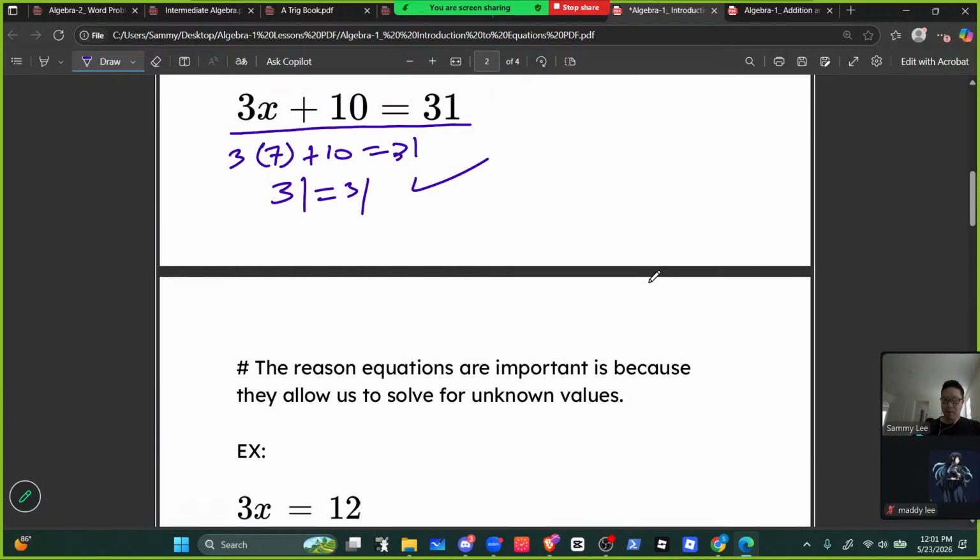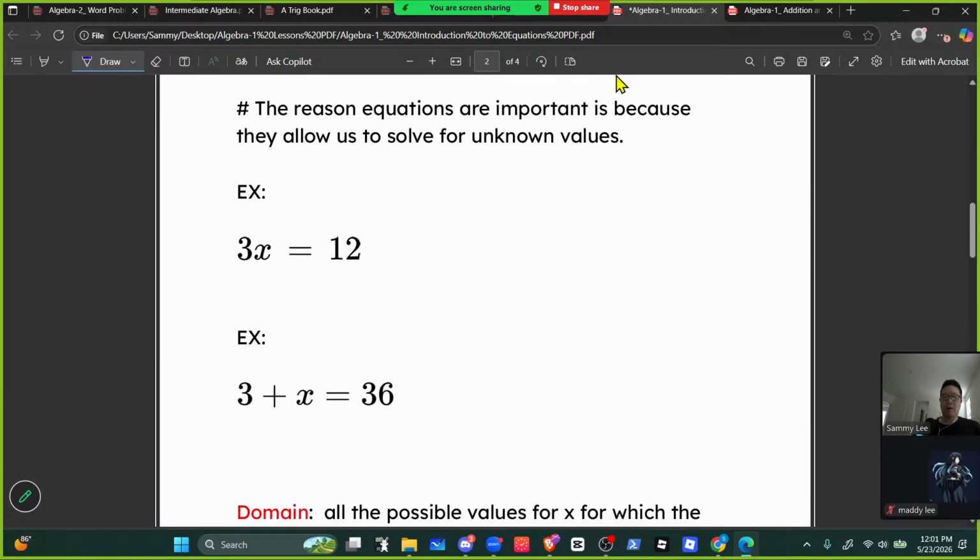So the reason equations are important is because they allow us to solve for unknown values. Once two things are equal to each other, in this case, you can figure out the unknown value. Now, there are techniques to solving equations that we haven't gone over yet, but even if you don't know the techniques, with certain equations like this, you can just figure it out on your own. You can do guesswork. So if this is saying 3 times x is 12, what multiplied by 3 gives you 12?